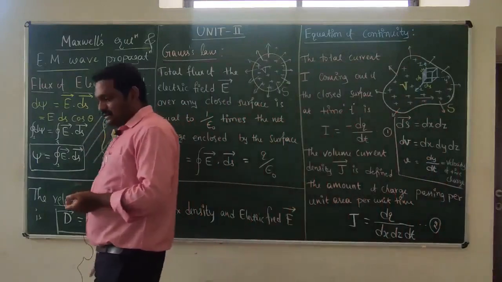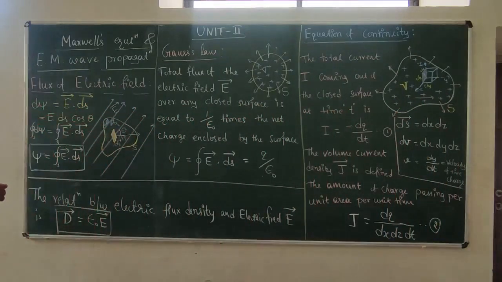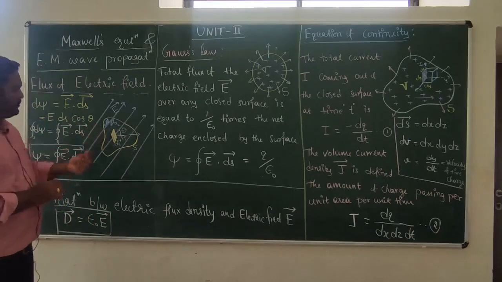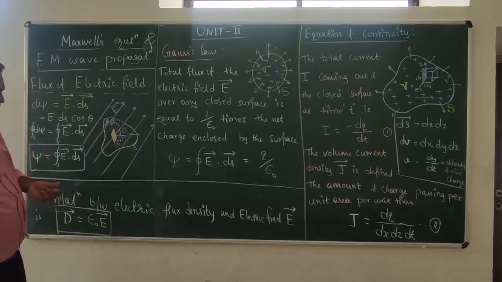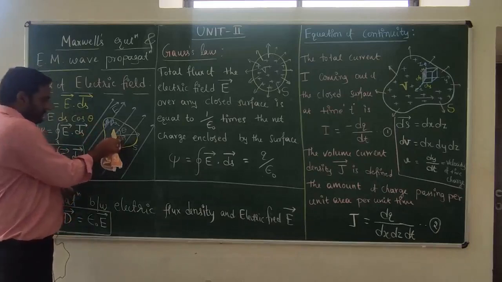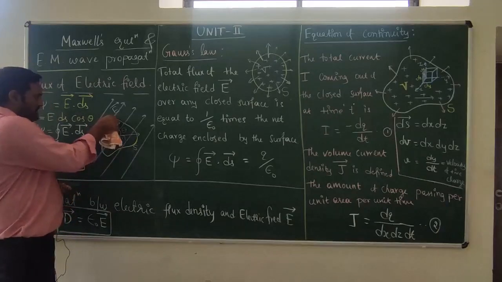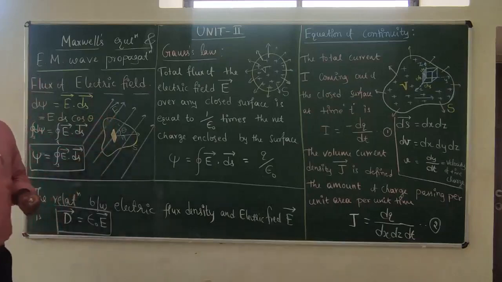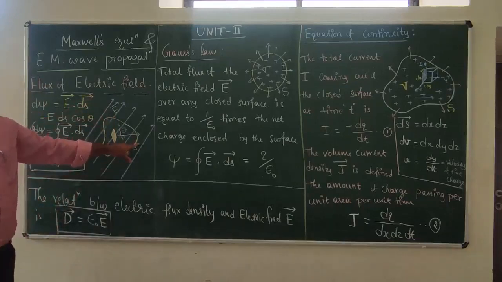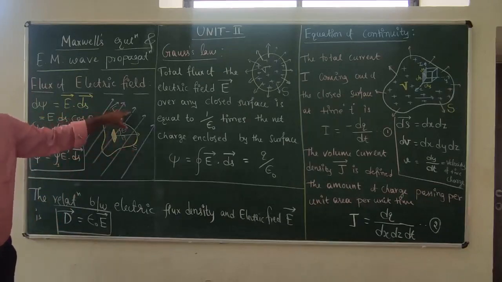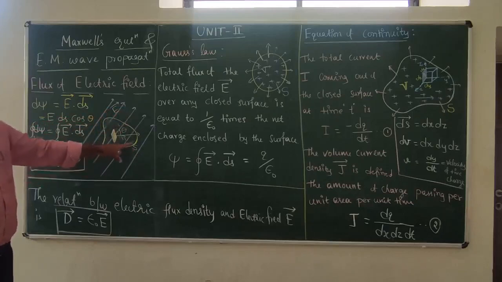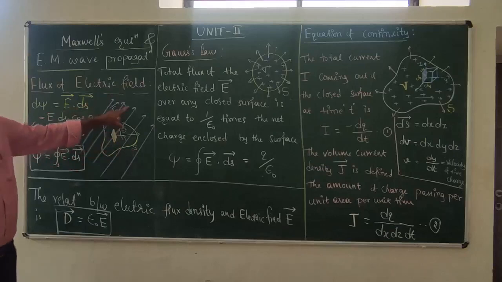Now we will see one by one. The first topic is flux of electric field or electric flux. To explain this, I am going to consider a region of space or a closed surface of area S in the electric field E.